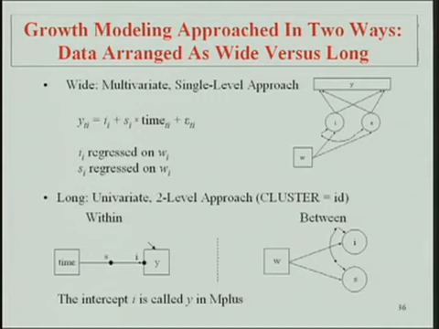Now instead, you could treat the data in the long form, where instead of having 4 Ys here, you would have 1 Y on 4 lines. So you have the repeated measures nested within individuals. So it's a univariate 2-level approach. And that's perhaps the more common one in the HLM and SAS Proc Mixed approaches.